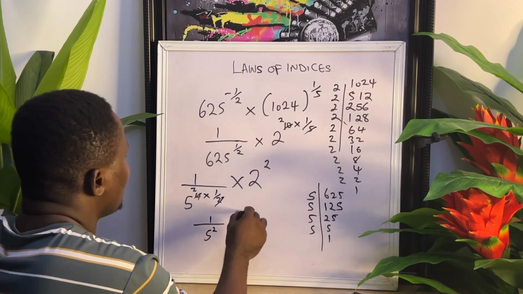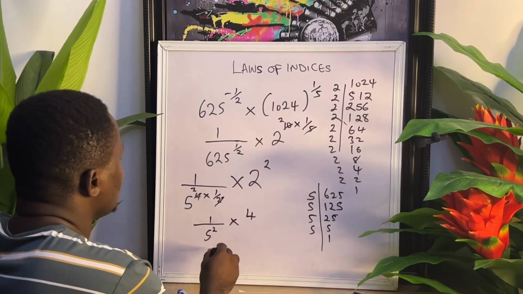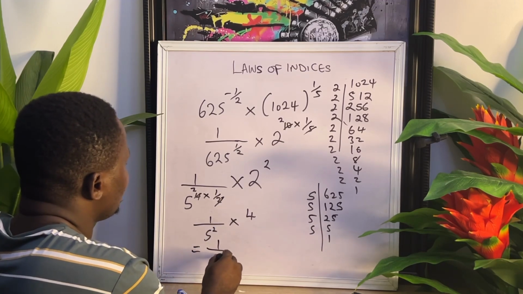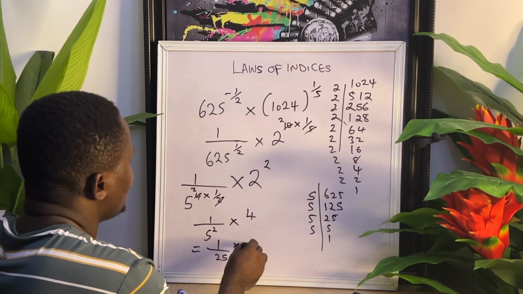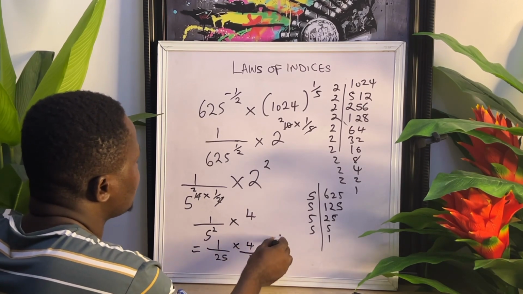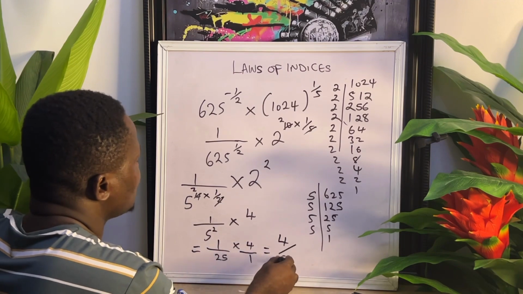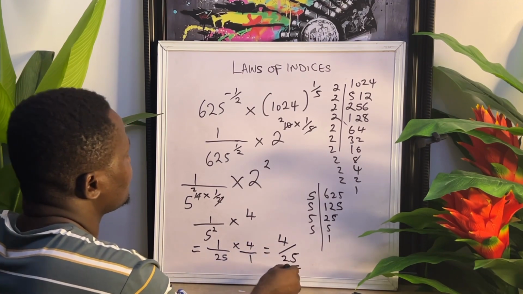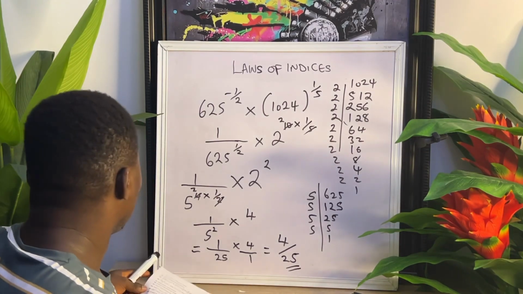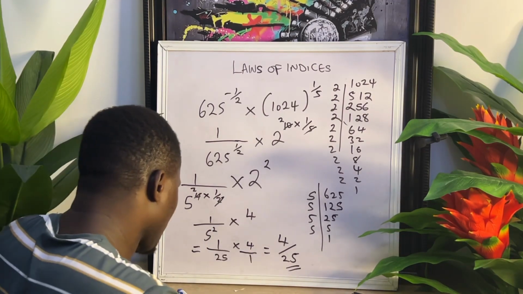Everything times 2 raised to power 2 is 4. Then 1 all over 5 raised to power 2 is 25. Multiplied by 4. And this 4 is the same thing as 4 over 1. And our final answer here is 4 all over 25. Then we go to the next question.